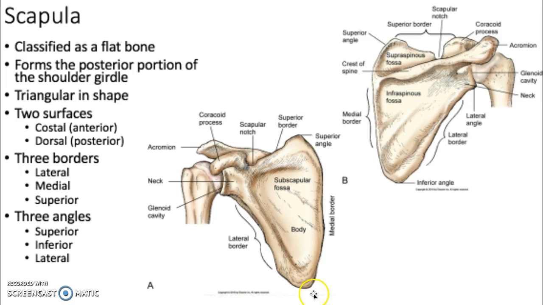So you'll have the inferior angle down here, the superior angle up here, and the glenoid fossa is part of the head of the scapula, and it's also the lateral angle of the scapula. The lateral angle of the scapula is formed by where the superior and lateral borders of the bone come together, and then it makes the cavity that articulates with the head of the humerus.